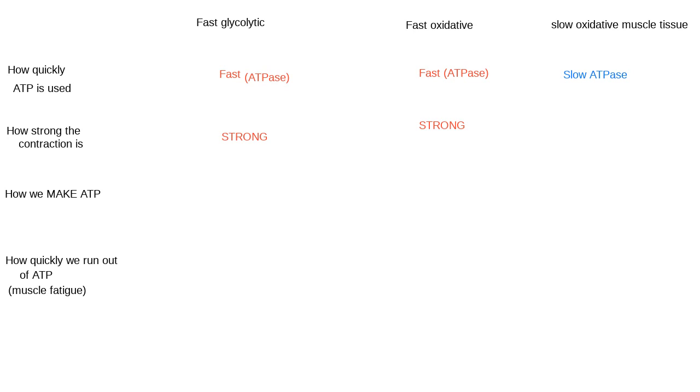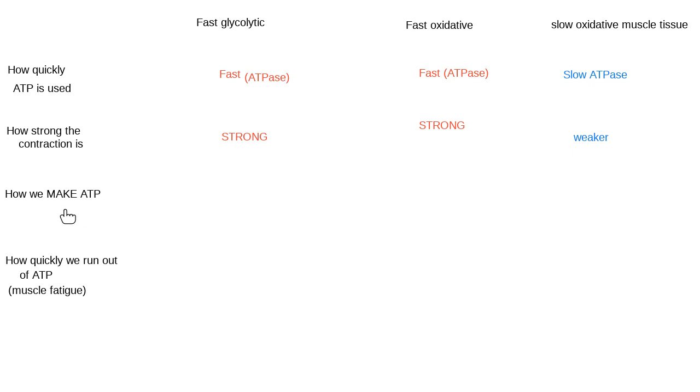When we talk about slow oxidative muscle tissue, like we said before, that's going to be a weaker muscle contraction. It's still going to cause movement. It's still going to do stuff in your body, but it's not going to be anywhere near the strength of what we're seeing with these fast ones here.